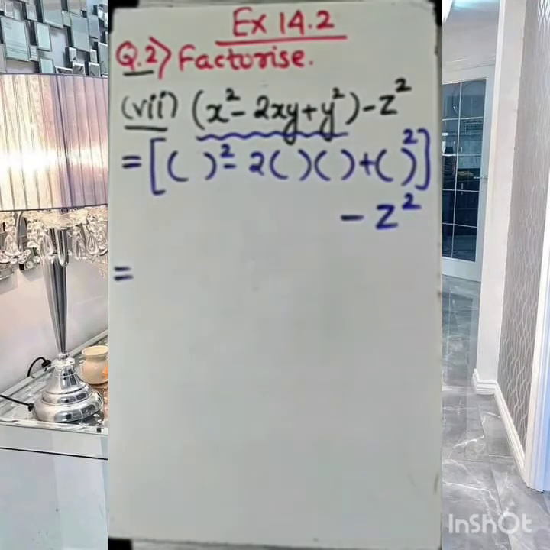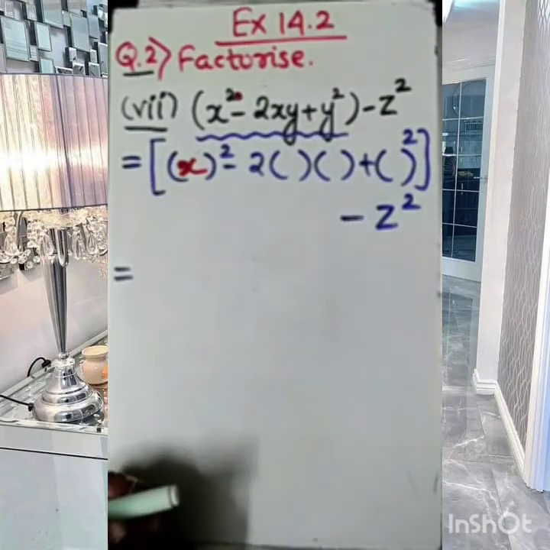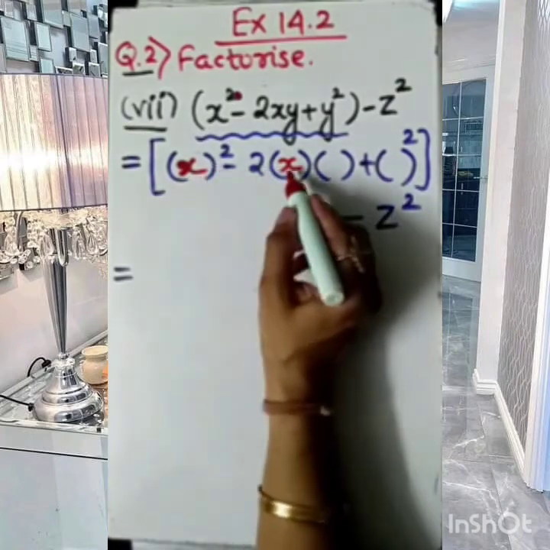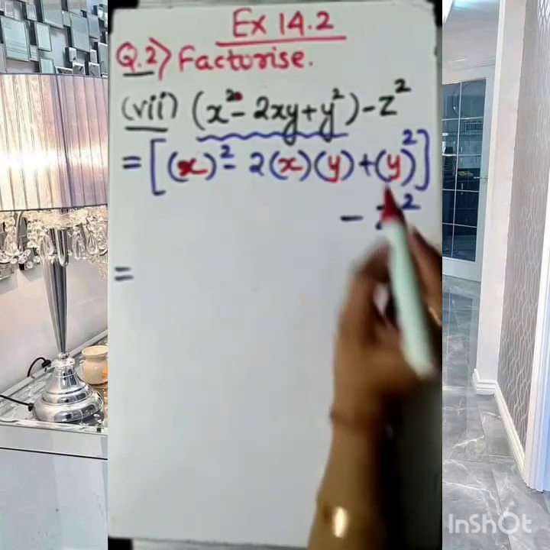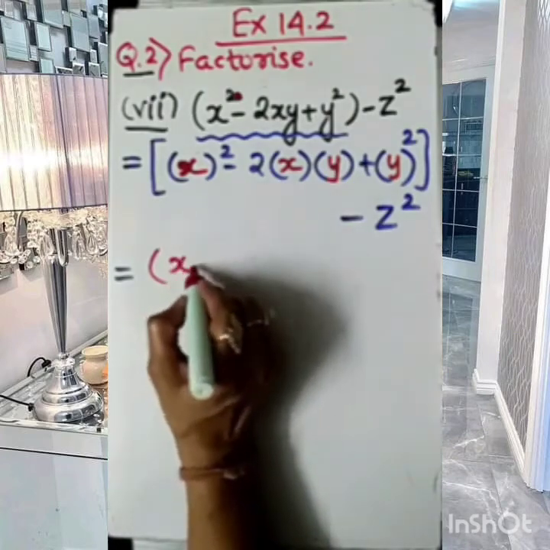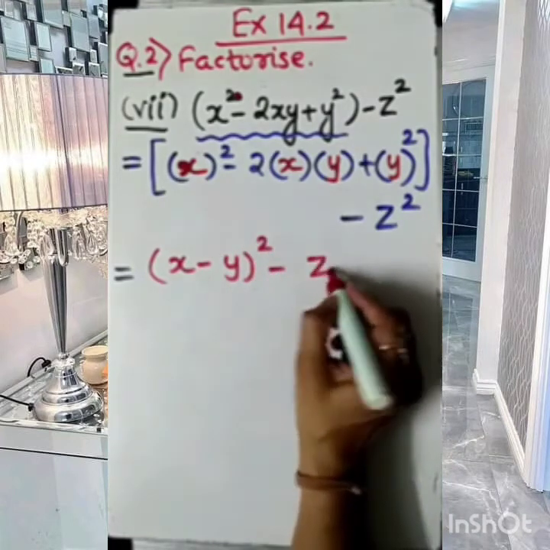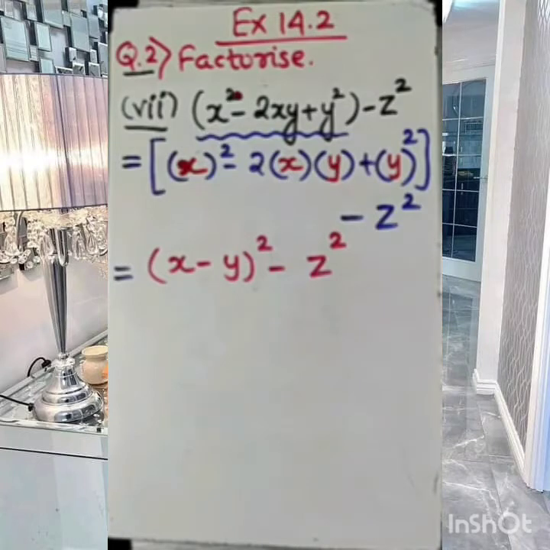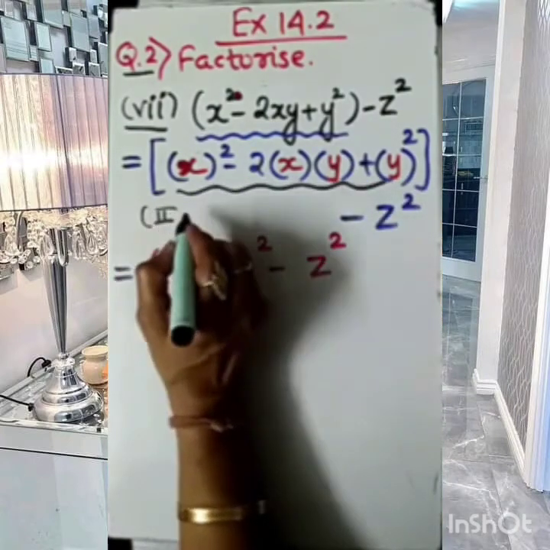So dear student, if I apply the second identity for this bracket, the first term is x square, which is the perfect square of x. So here I mention the first term, that is x. Looking at the last term, y square is also a perfect square of y. So I mention here y. So in the bracket I write x minus y whole square, and this is minus z square. Clear to you? Here we have applied the second identity.